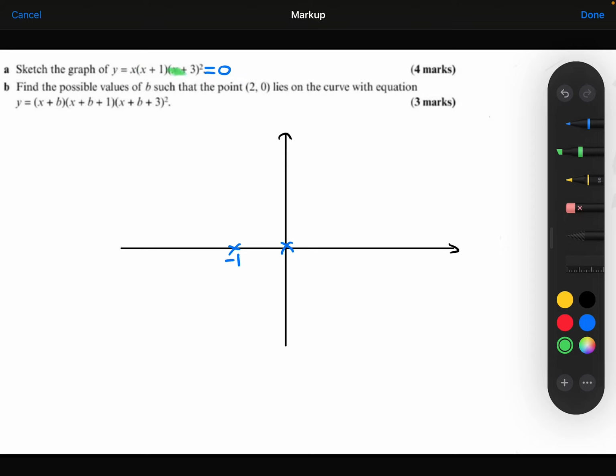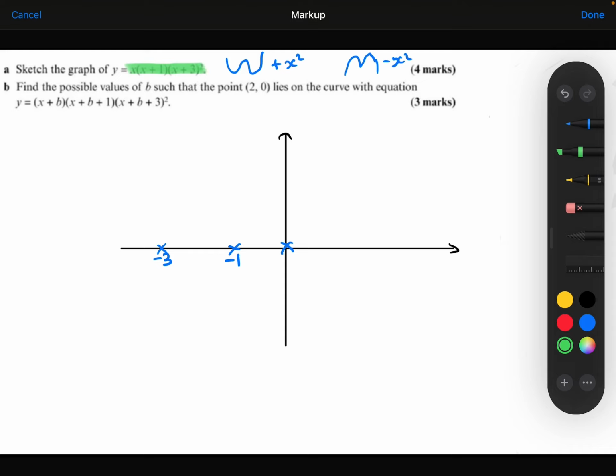Or if x plus 3 equals 0, so if x was minus 3. And minus 3 is a repeated root because of the squared there. Next, we need to consider the shape of this graph. It's a quartic function. If I was to expand all of this out, I'd have an x to the power 4, which means it's going to be a W shape if it's a positive x squared, or an M shape if it's going to be a negative x squared.